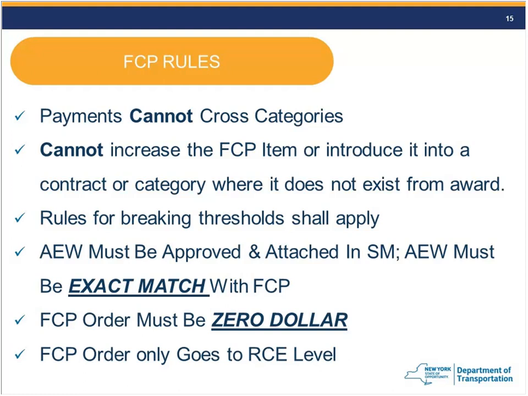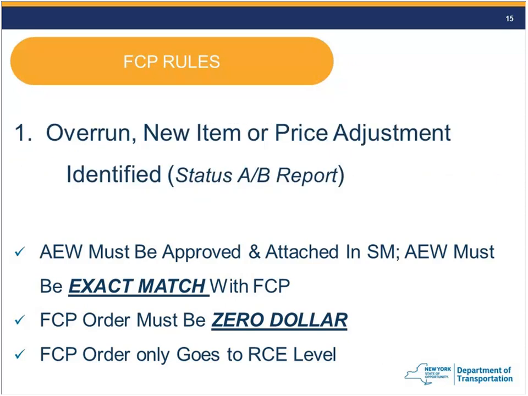An FCP order must be $0. We cannot add any money through the FCP. So we'll show you a little bit how to do that, but basically you're going to have a negative in your FCP item that balances all your positives in your other items. And then we've already talked about this, but the FCP order only goes to the regional construction engineer level. So it stays within your region. Again, that's why it's approved so quickly. It doesn't go to main office. It doesn't go to the comptroller. It stays right in your region, okay?